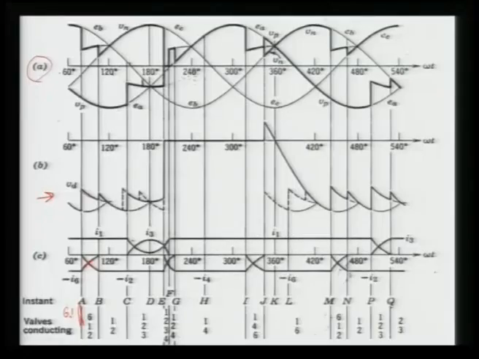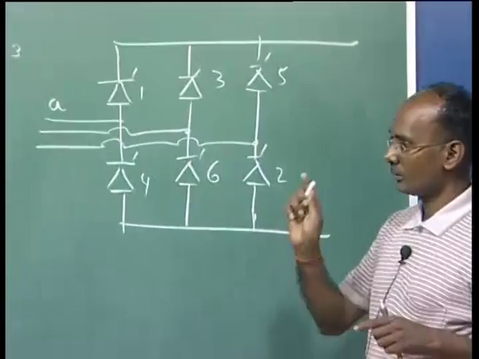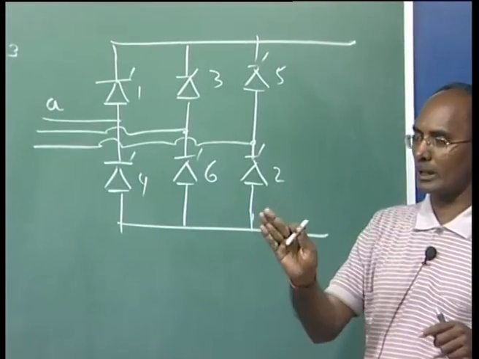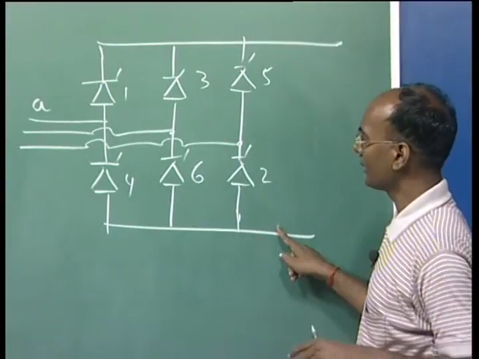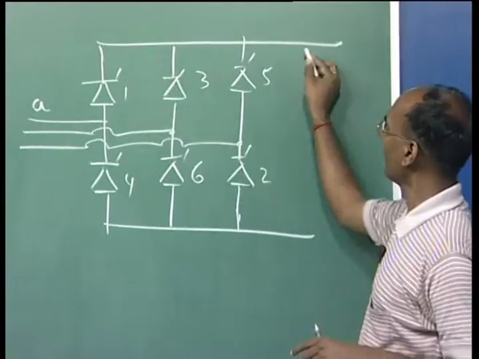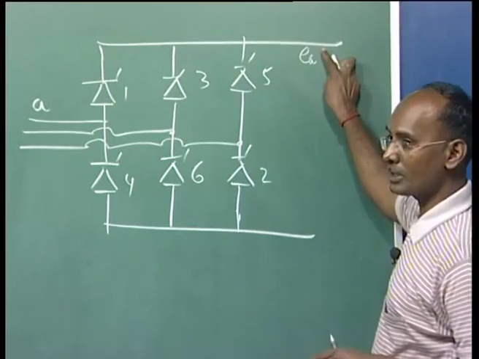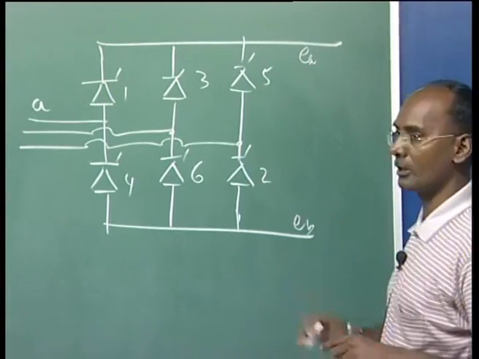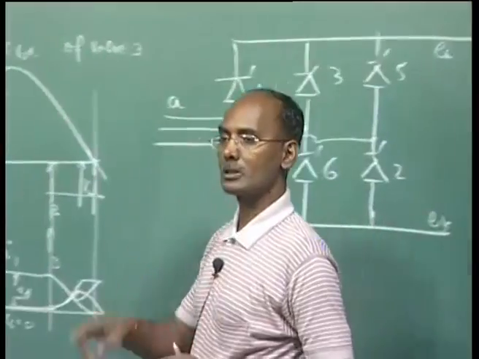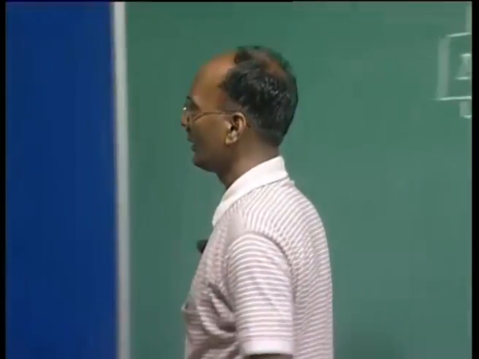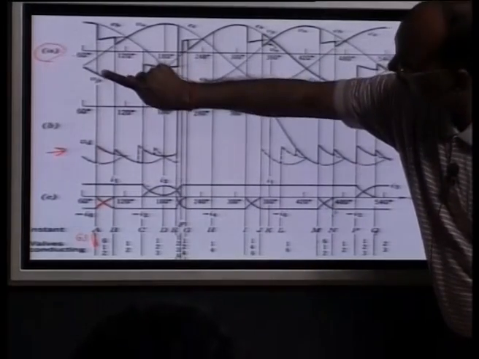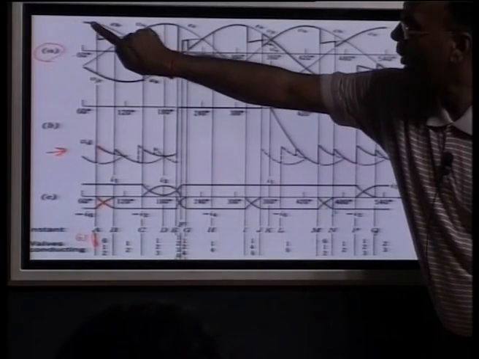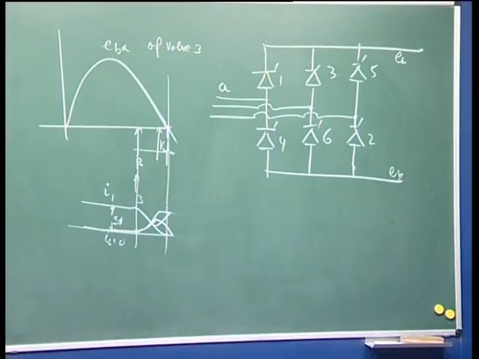You can see at point A, valve 2 is given, meaning before that 6 and 1 were conducting. Your A was here on the positive side, and B was on the negative side. You can see EA here is positive at this point, and on this side your EB was there.